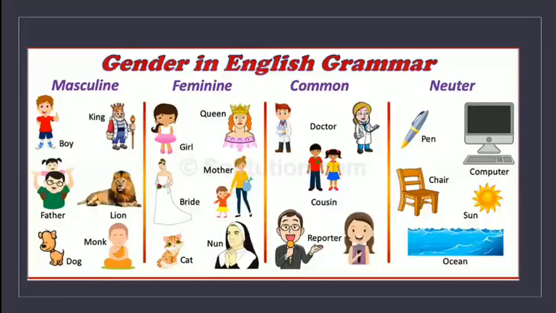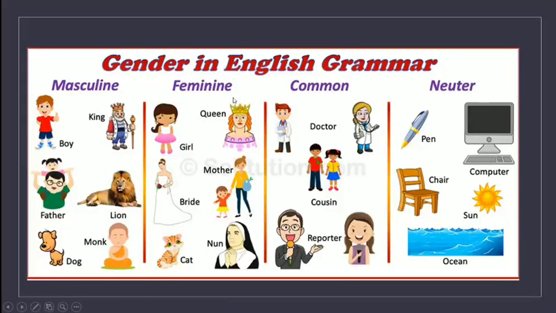Here are some examples of all four genders. So first one is masculine gender. Examples of masculine gender are king, boy, father, a lion, a monk, and a dog. So these are all male. These describe a male, and these all are living things. These are all living beings also.